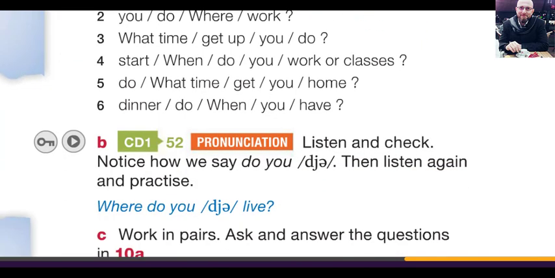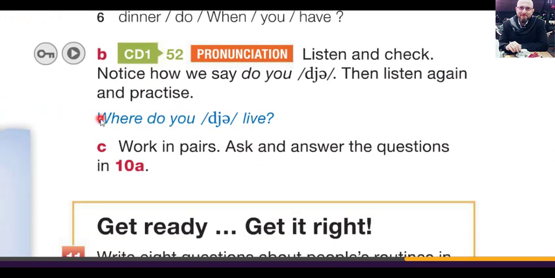Okay, so here in this exercise, how do we say the question in the correct way? Okay, so here, for example, say where, here, dia. This is not je, this is sound. So people, they say dia. They don't say do you, no. Where do you live? What time do you get up?